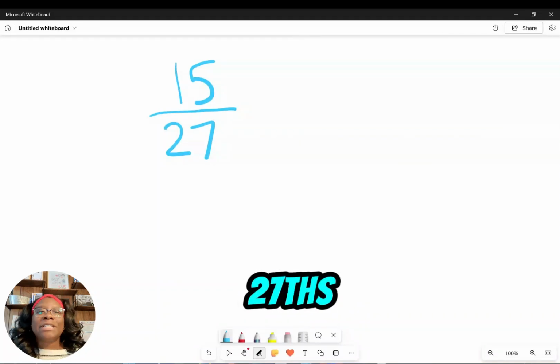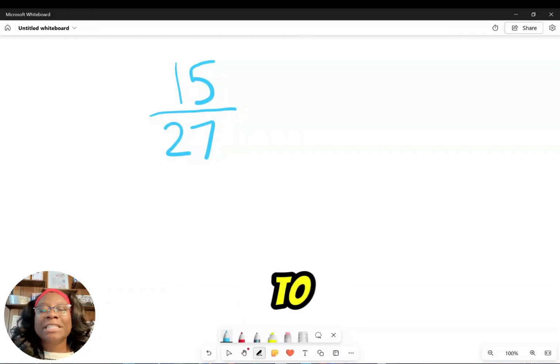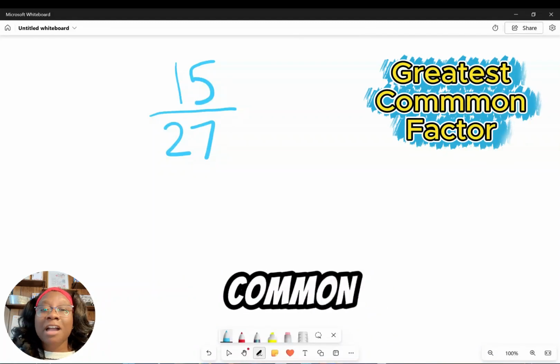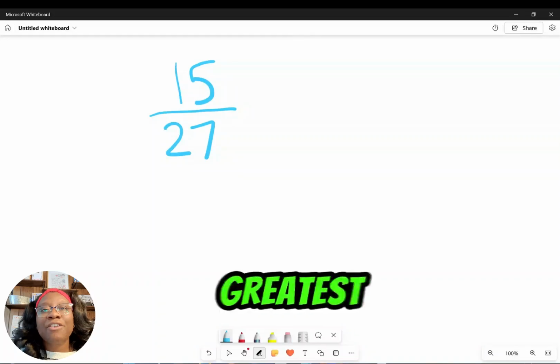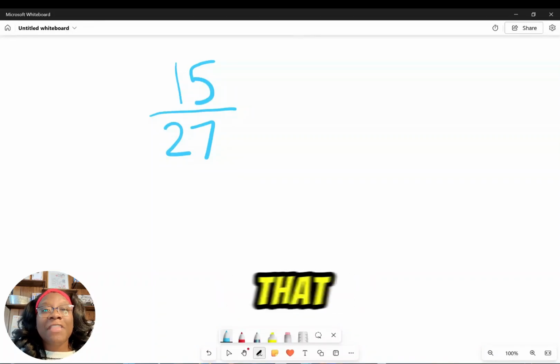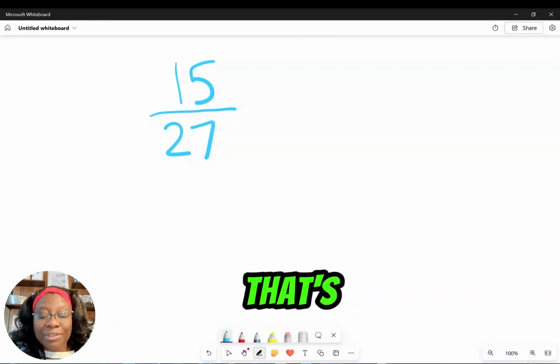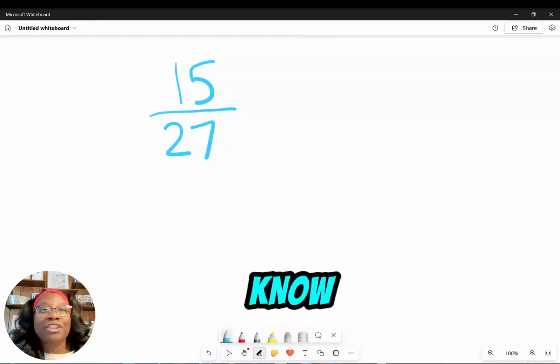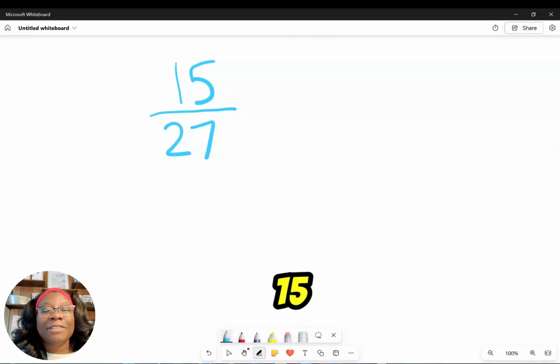So we have 15/27. The first thing we need to do is to see if there are any factors other than 1 that both 15 and 27 can be divided into. We're specifically looking for the greatest common factor. And the greatest common factor is going to be a factor that both the numerator and the denominator have in common, and that they can be evenly divided into. That's greater than 1.